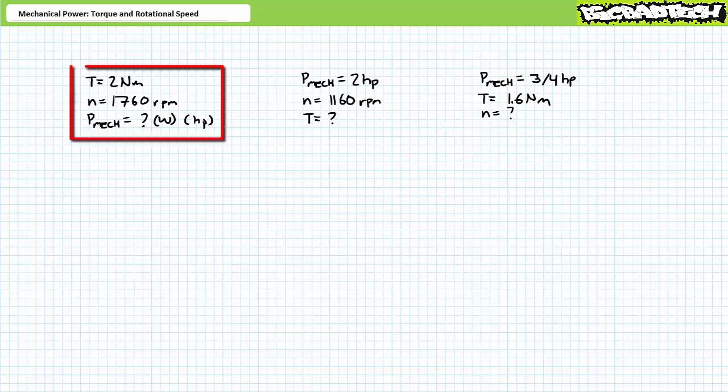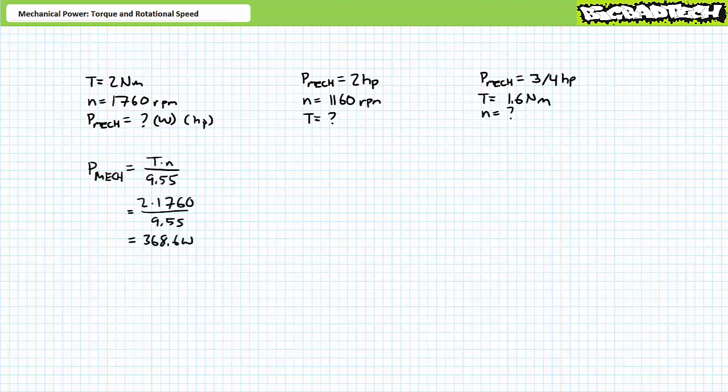Our first example features a motor exerting 2 Newton meters of torque while rotating at 1760 RPM. We're being asked to determine the mechanical power in units of watts, and again, horsepower. Substituting given torque and rotational speed values into the mechanical power formula demonstrates this motor is exerting roughly 368.6 watts. A unit conversion demonstrates 368.6 watts is just shy of half a horsepower.